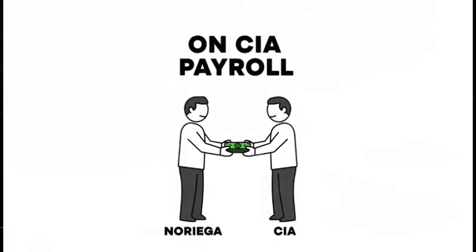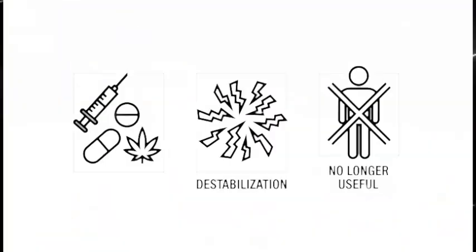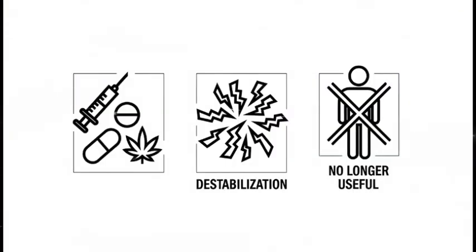Manuel Noriega was a Panamanian military dictator. And for years he was on the CIA payroll. But by the late 1980s he had become a liability. He was involved in drug trafficking. He was destabilizing Panama. And he was no longer useful.